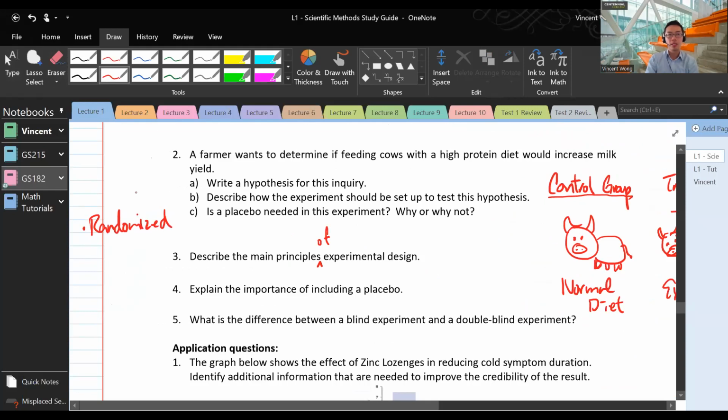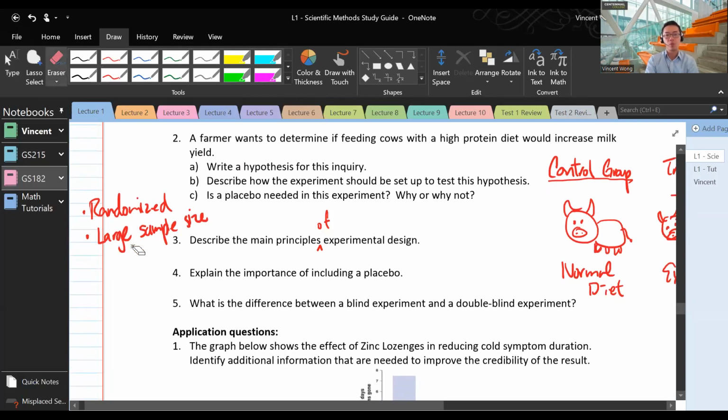Usually, you don't want to target a specific group unless that's the purpose of the experiment. Otherwise, you want to randomize. You want mixed age, mixed ethnicity, gender, and so on. You want a large sample size. You don't want to just test it on 100 people and make a conclusion. Like the vaccine, it was tested on thousands and thousands of people before it was made available to the general public. A large sample size gives you confidence in your results.